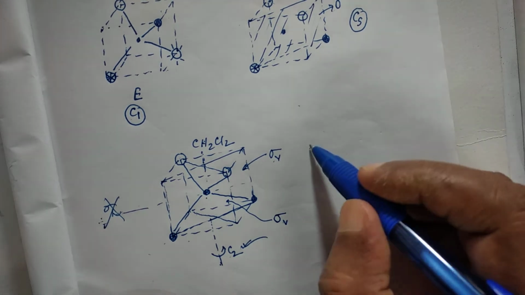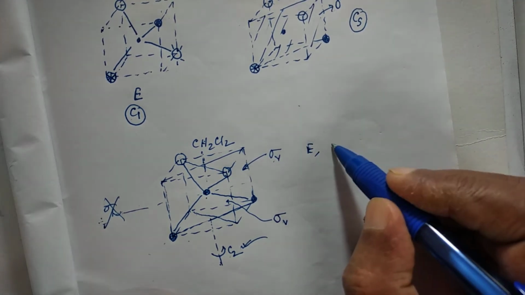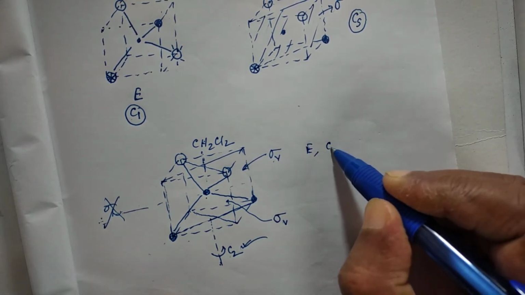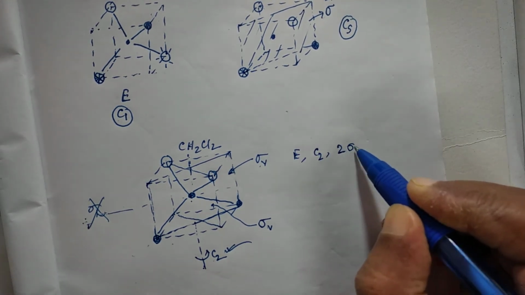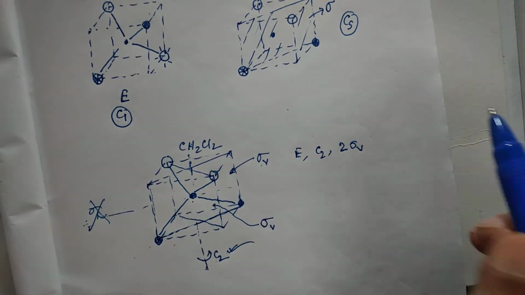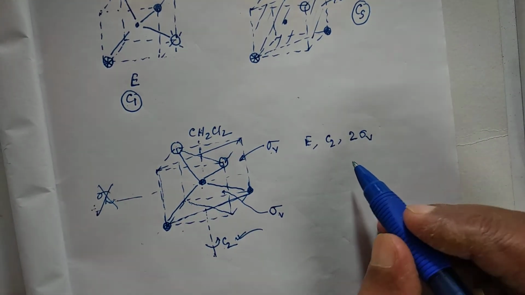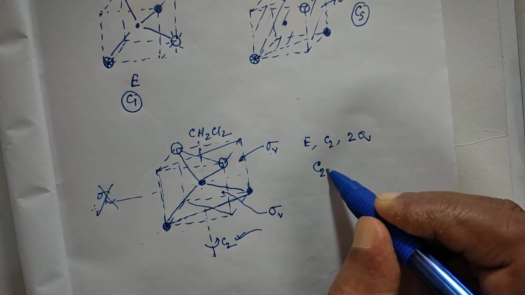So, this object has an identity, then a C2 axis, and then 2 sigma V planes. No sigma H. So, the point group is C2V.